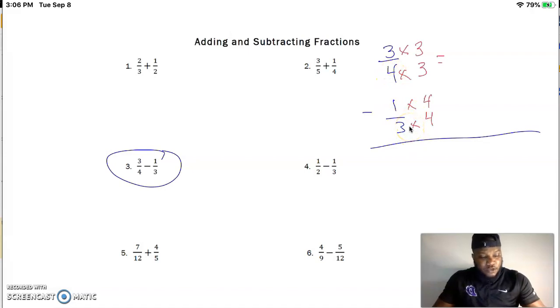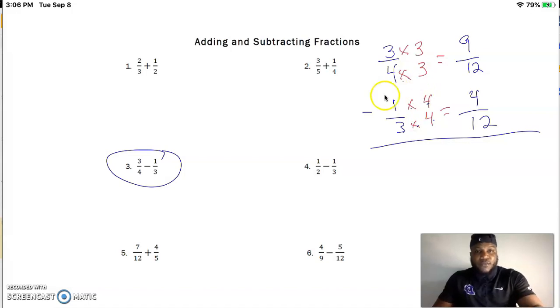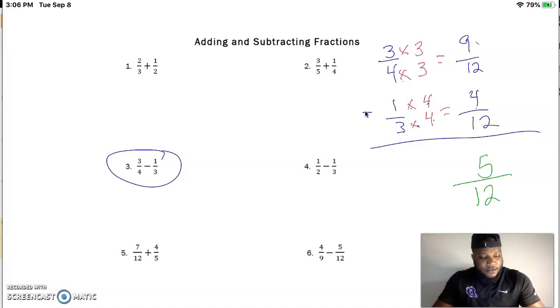So when I multiply straight across, I come up with 3 times 3 is 9, 4 times 3 is 12, and then I have 1 times 4 is 4, 3 times 4 is 12. One of the main things to remember is what operation is being applied. As you remember, we are subtracting these. Once again, my denominator does not change, okay? Now that it's 12, it remains 12. And since it's subtraction, I'm doing 9 subtract 4, which is 5, and that's my answer.